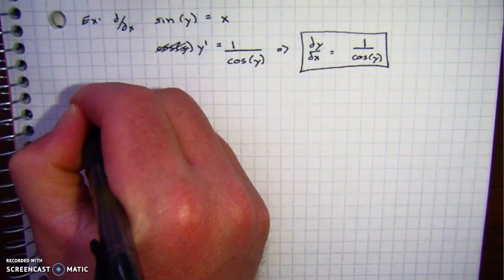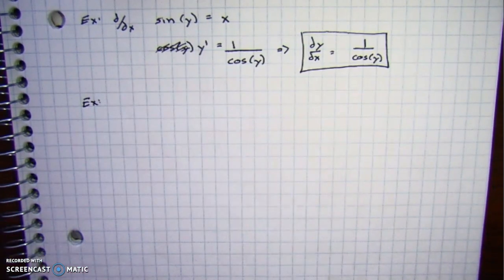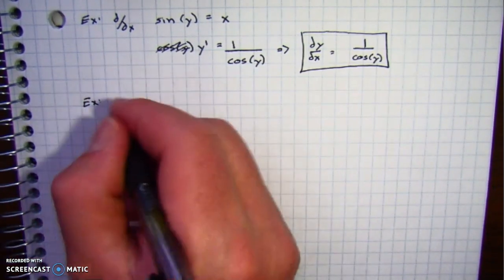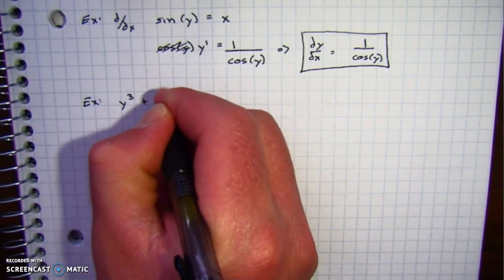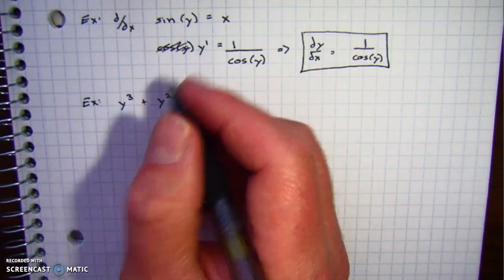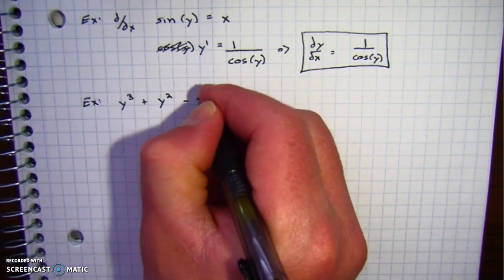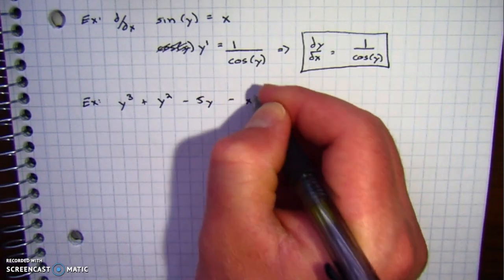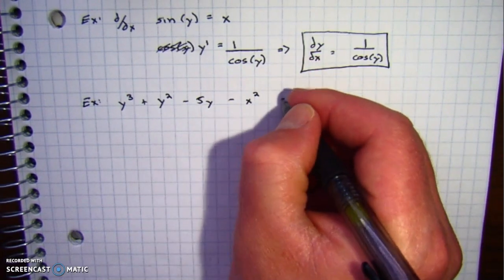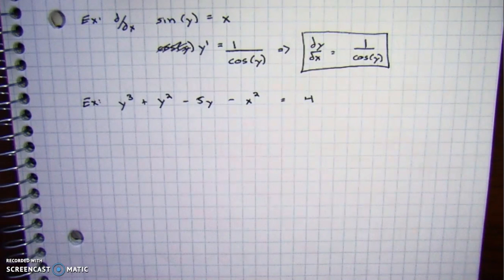Here's another example. All right, let's do one with a few more y's. How about we have y cubed plus y squared minus 5y minus x squared equals 4. All right, there's a few more y's here.